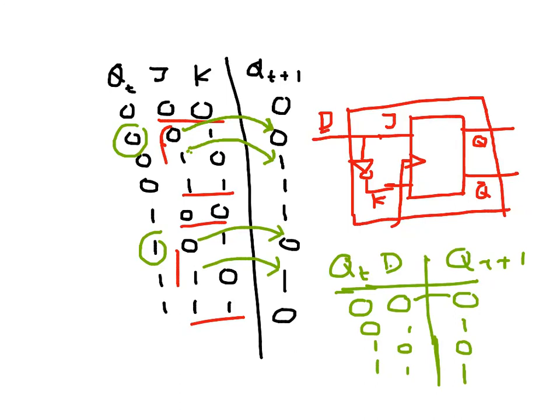So this is a D flip-flop, and we can actually just modify. Basically, that's what a D flip-flop is, but if we have a JK flip-flop IC, we can just connect it this way to turn it into a D flip-flop.